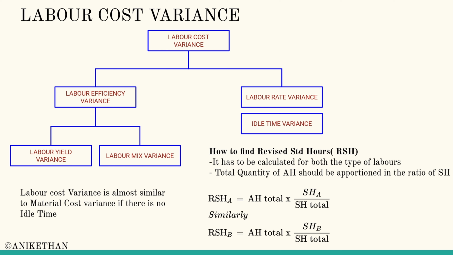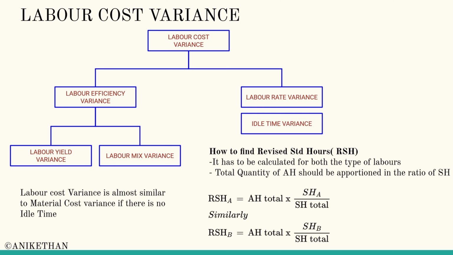Let's take an example. If 10 standard workers work for 10 hours, they will work for 100 hours. And if they are paid at a standard rate of 10, then the standard cost will be 1000. But the actual may be different. There may be 9 workers working for 11 hours paid at a rate of 8. So because of these, the variances arise.